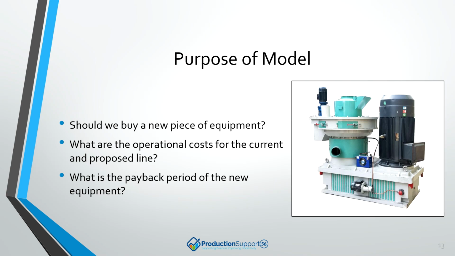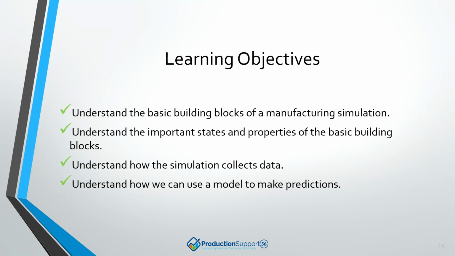To make the final decision, it should be considered with other factors, such as technical capability, practicalities, market conditions, and judge this against alternative investments. If these all stack up, then yes, we should buy the new equipment. So we've shown that manufacturing simulation is a useful tool for supporting good decision making. We have covered the basic building blocks of manufacturing simulation, the important states and properties of these, how the simulation collects data, and how we can use the model to make predictions and help support good decision making.